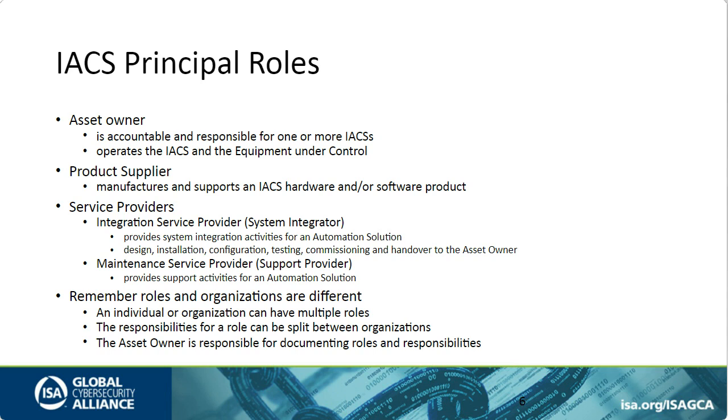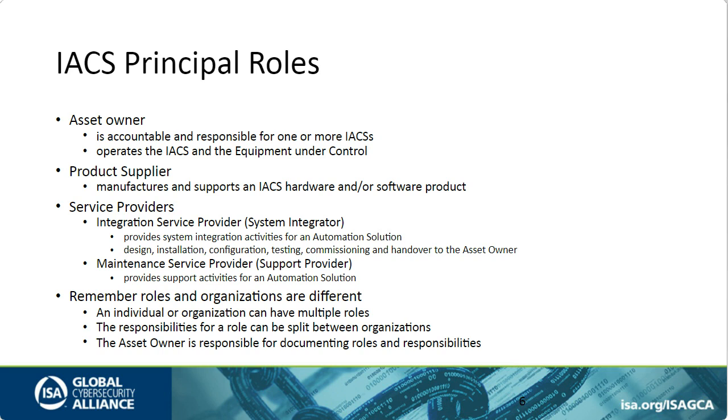There are two types of service providers defined in the 62443 series. The integration service provider, also known as a system integrator, provides system integration services for an automation solution, such as design, installation, configuration, testing, and commissioning. The maintenance service provider, also known as a support provider, provides support services for an automation solution.